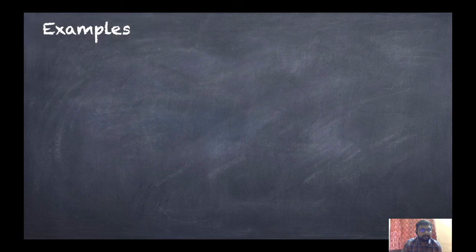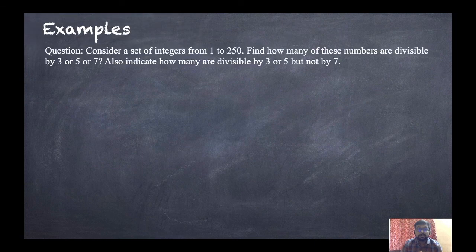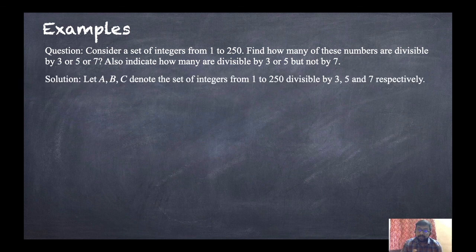Let us take an example. The question is: consider a set of integers from 1 to 250. Find how many of these numbers are divisible by 3 or 5 or 7. Also indicate how many are divisible by 3 or 5 but not by 7. Here we will use the principle of inclusion and exclusion. Let capital A, B, C denote the sets of integers from 1 to 250 that are divisible by 3, 5 and 7 respectively.